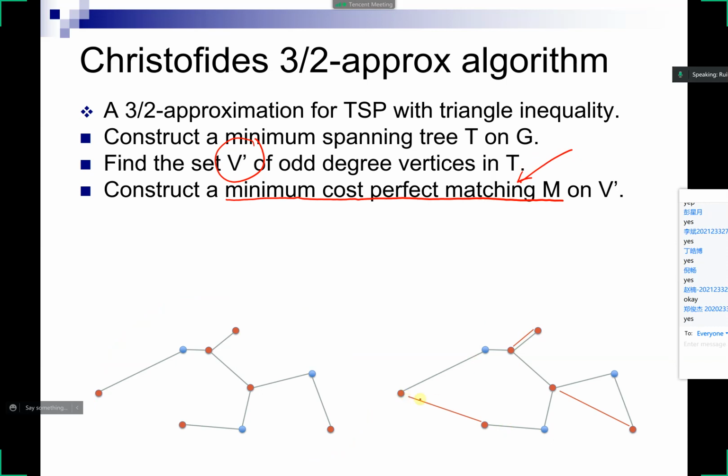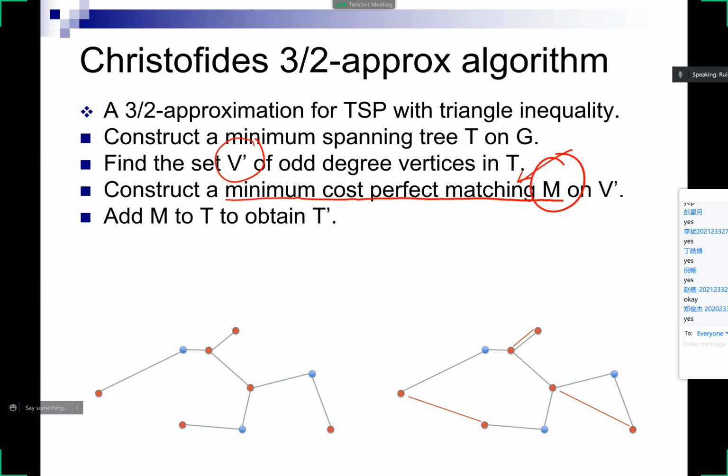The cost here is just the sum of all of these edge lengths. You want that to be minimum. And it is possible to find these minimum cost perfect matchings. There are efficient algorithms for doing this. So just assume that we can do this step, and we have this matching M.